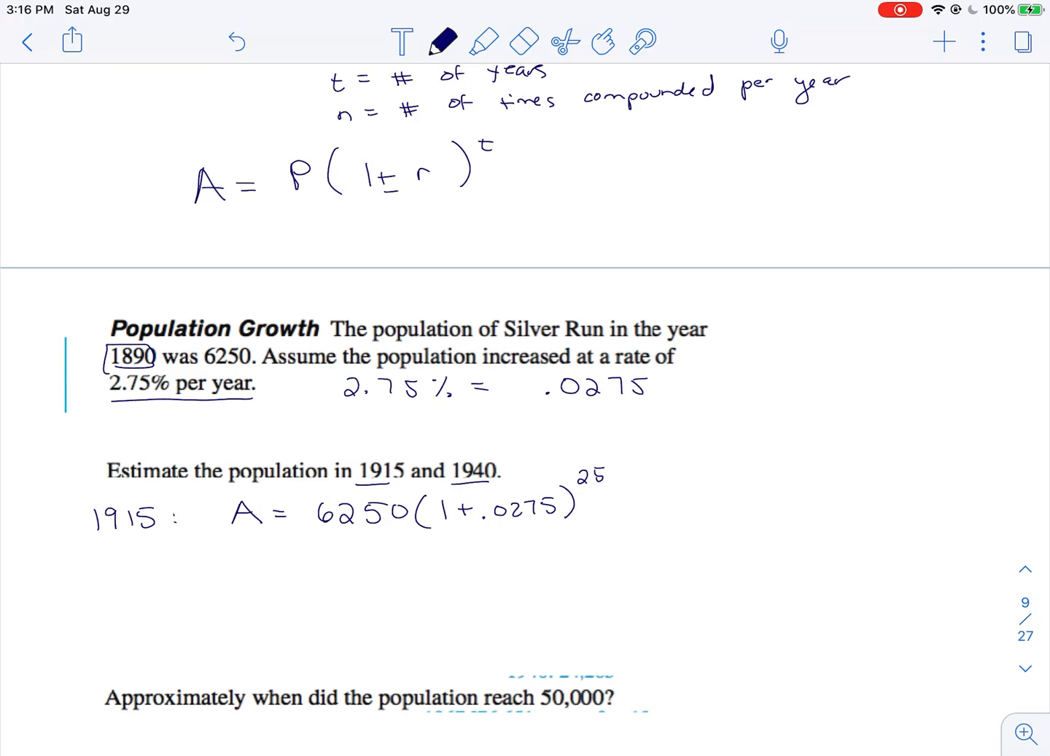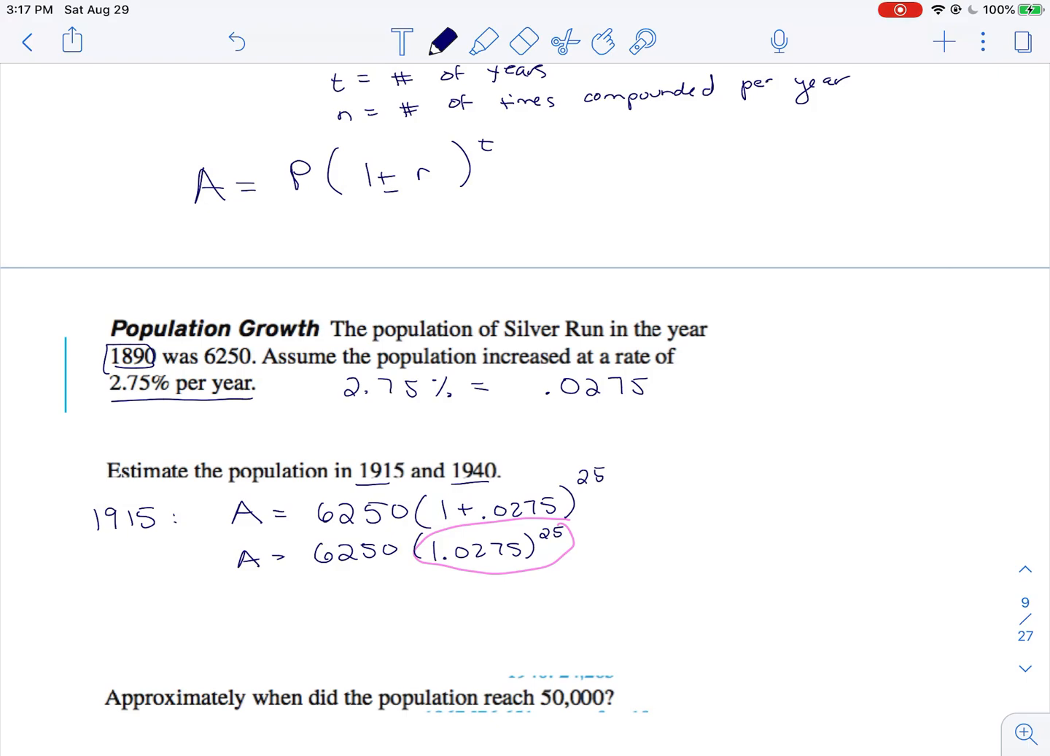That would be 25. And so my amount's going to be 6,250 and then 1.0275 raised to the 25. I don't have a calculator on me, but you're going to do order of operations first. You would multiply this first, and then whatever you get, you would multiply by 6,250.